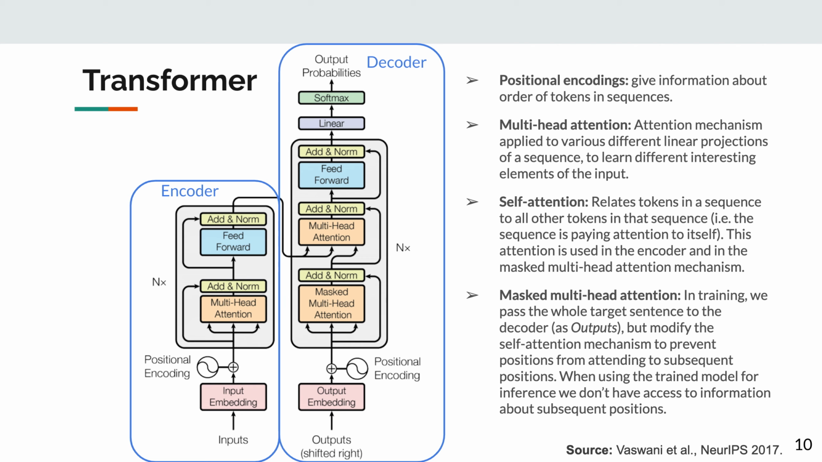So the masked multi-head attention mechanism masks all positions after the current position of interest during training. You might also notice that there are a few residual connections throughout the network, which help to propagate positional information further into the network.